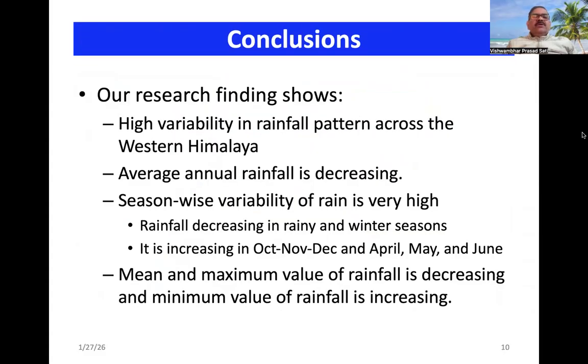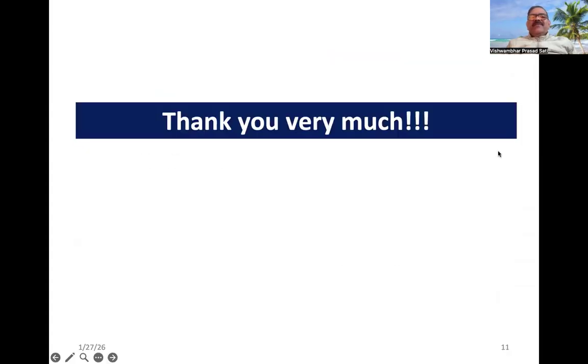And then, in conclusion, our research findings show high variability in rainfall patterns across the western Himalayan region. Average annual rainfall is decreasing. Season-wise variability of rain is very high. Rainfall is decreasing in the rainy and winter seasons. It is increasing in October, November, December, and April, May, June. These are the dry seasons. And the mean and maximum value of rainfall is decreasing, and the minimum value of rainfall is increasing. So these are the trends of rainfall variability.